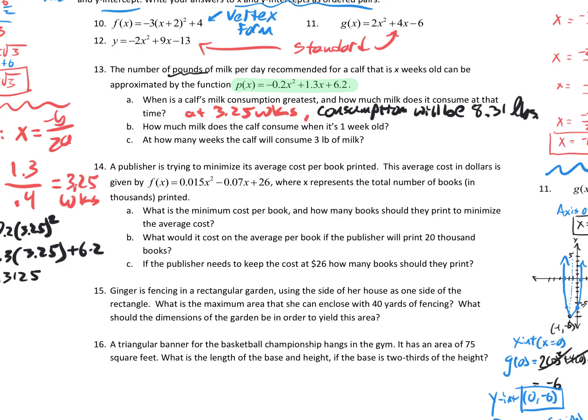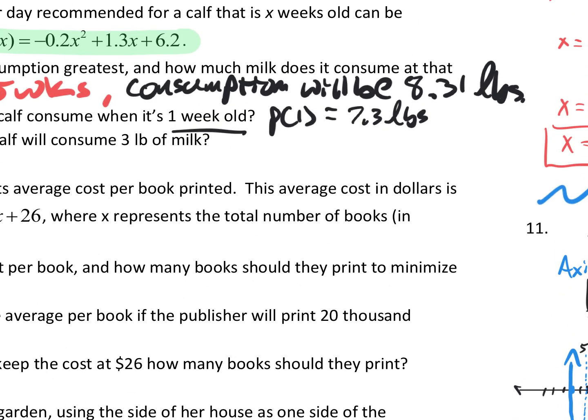All right. So how much does the calf consume when it's 1 week old? Well, that means x is 1, and so we're going to find P of 1. When you plug that in, you'll get 7.3 pounds. So just plug it in here, and we get negative 0.2 plus 1.3 plus 6.2. And so we should write that out: at 1 week, 7.3 pounds will be consumed.